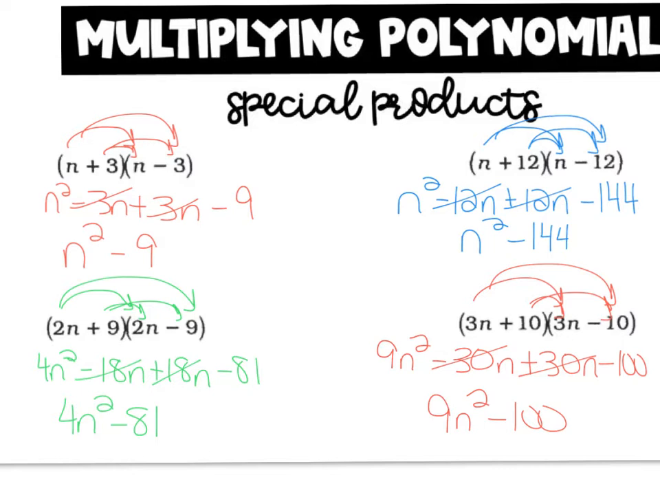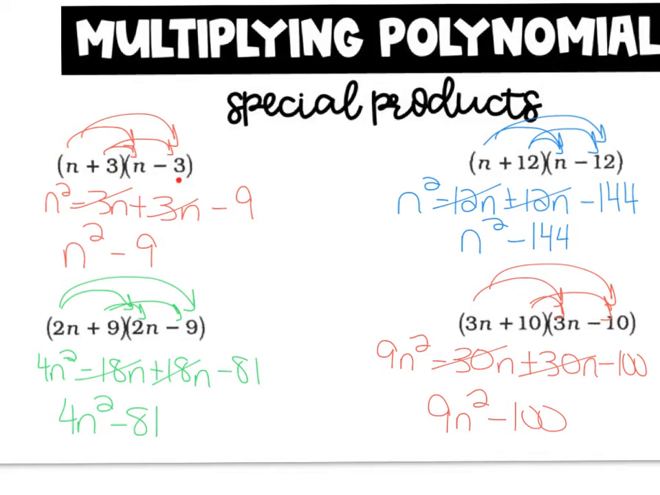Okay, so here are my 4 answers. I got n squared minus 9, n squared minus 144, 4n squared minus 81, and 9n squared minus 100. Notice that these, when you multiplied these, your answer was a binomial. Normally, when we've been multiplying 2 binomials, our answer has been a trinomial. So what's the difference? Well, what I also hope you notice is that each binomial looks exactly the same, except one's a plus and one's a minus.